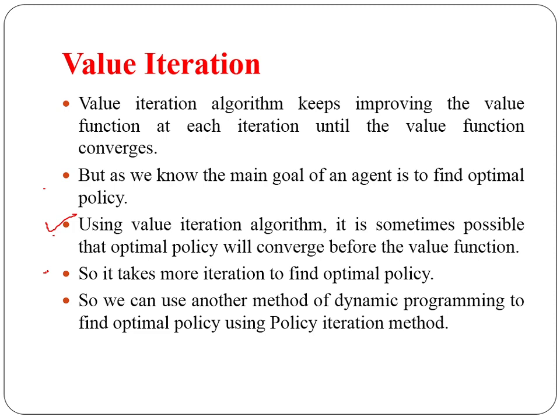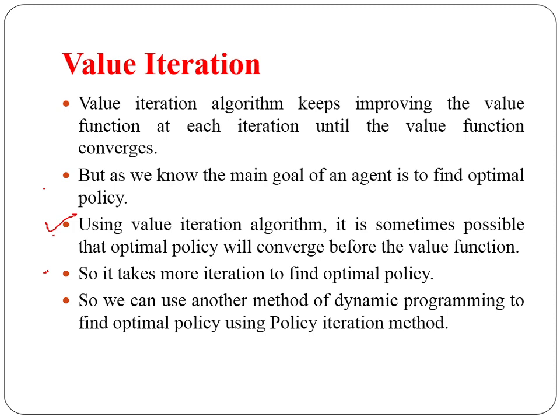Why does it take more steps? Because it has to go through all the actions and all the states. This is just a simple example, but you may have other examples with more states. If you have more states, that many more iterations or repetitions have to be performed. So it takes more iterations to find the optimal policy.